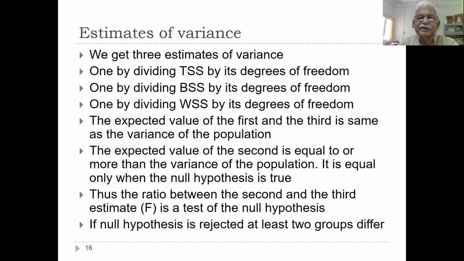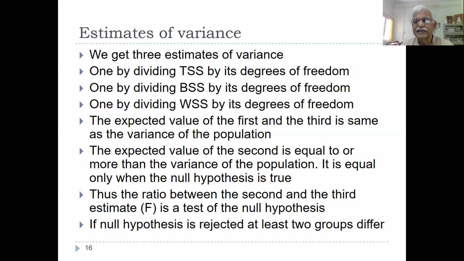And we get estimates of variance. One by dividing the total sum of squares by its degrees of freedom. Another by dividing the between sum of squares by its degrees of freedom, meaning k minus 1. And one by dividing the within sum of squares by its degrees of freedom, or n minus k. The expected value of the first and third is the same as the variance of the population.